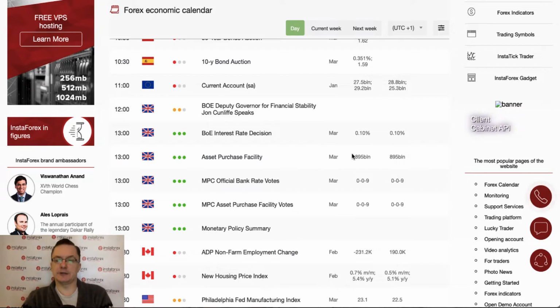As you can see, the interest rate decision, the market participants are not expecting any kind of a change in the interest rate decision. The interest rate should stay at the level of 0.1%. So there is no change expected. Which means any sort of hawkish comments, hawkish clues during the monetary policy summary will be very bullish for the British pound.